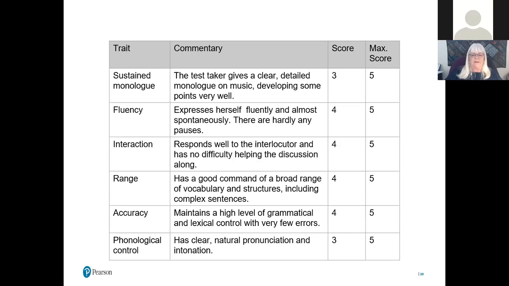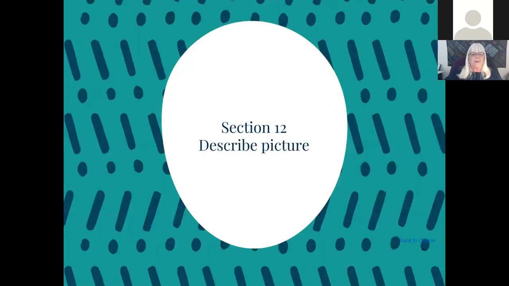And I've already covered phonological control. So yes, the 5 qualitative aspects are based on her performance over the whole test. We only heard a quarter of that for our purposes today. So just bear that in mind. So that's the end of sustained monologue. And now we're moving on to section 12, describe the picture.